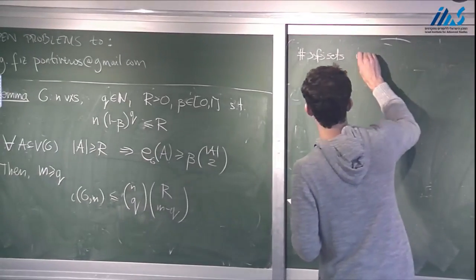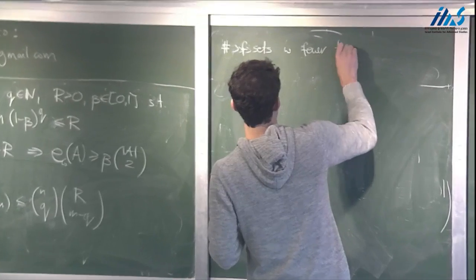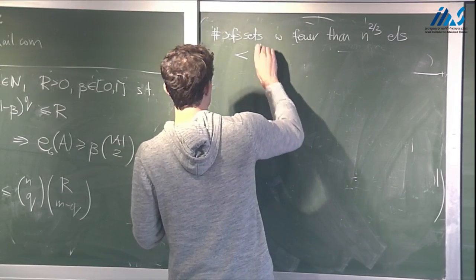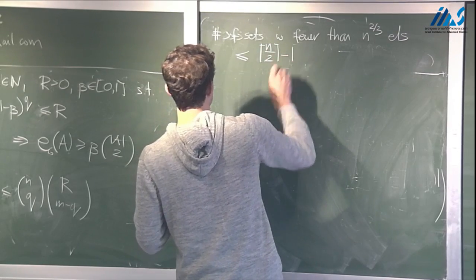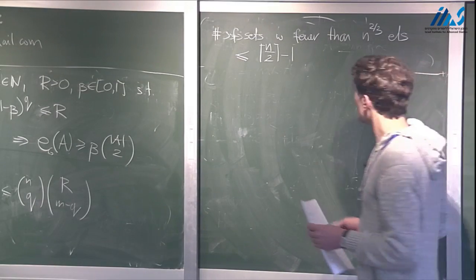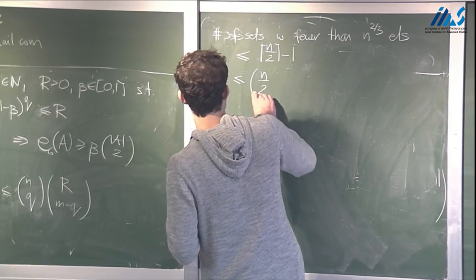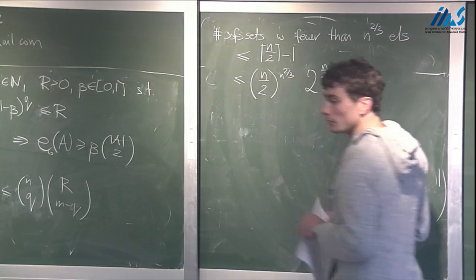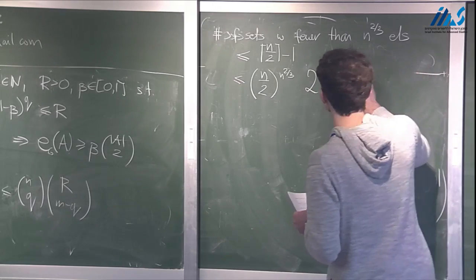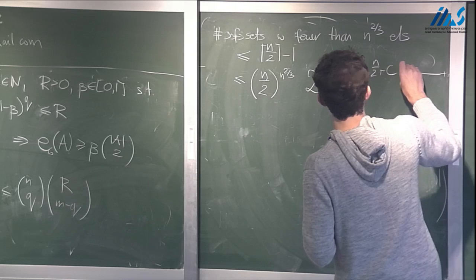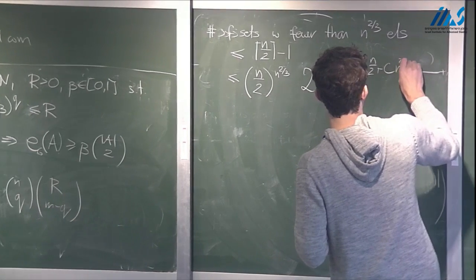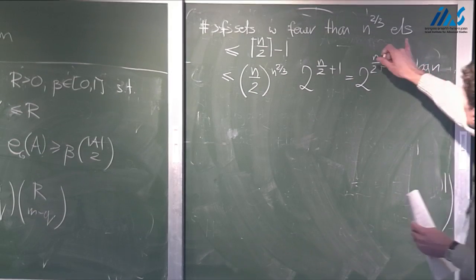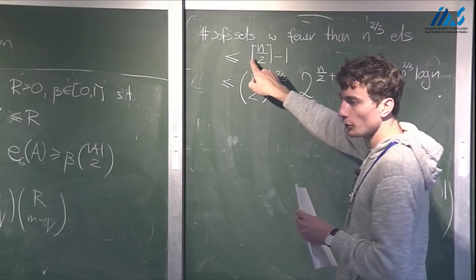So the number of sum free sets with fewer than n to the 2/3 elements smaller or equal than this ceiling of n over 2 minus 1. So this is easy to count, right? Because we have at most n to 2/3 elements here, and the remaining ones, well, any subset. This is 2 to the n over 2 plus 1. And this is 2 to the n over 2 plus some constant times n to 2/3 times log n.